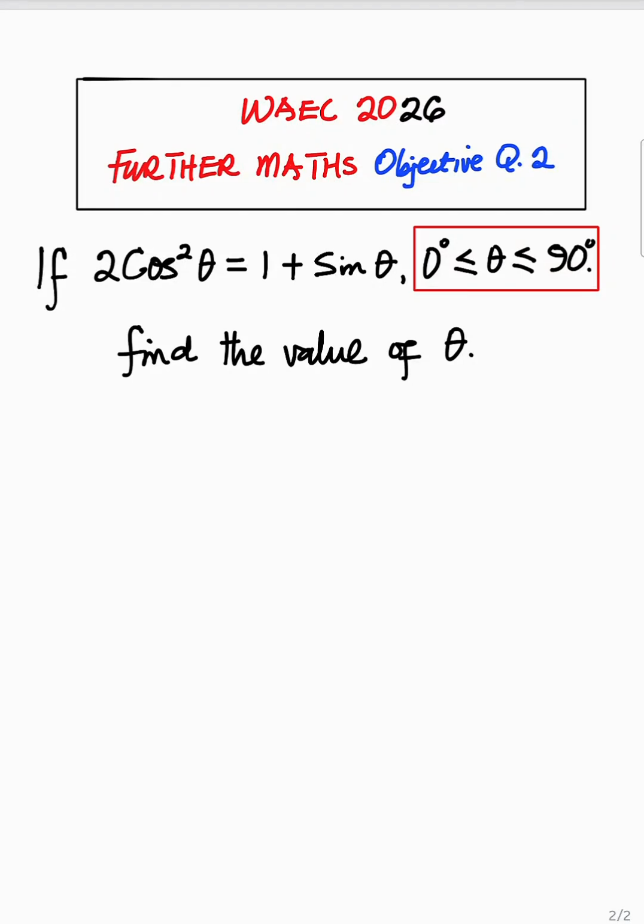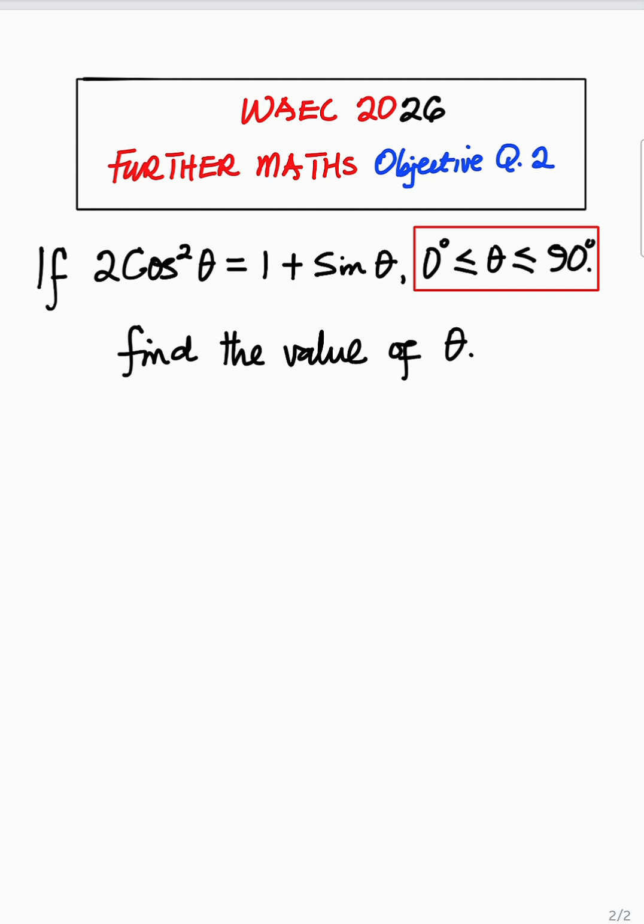Now before us is this WAEC 2026 Further Maths objective question number 2 and 3: if 2 cos squared theta equals 1 plus sine theta, and if 0 is less than or equal to theta, and theta is less than or equal to 90 degrees, find the value of theta. So how do you go about this? Alright, so let's get started.